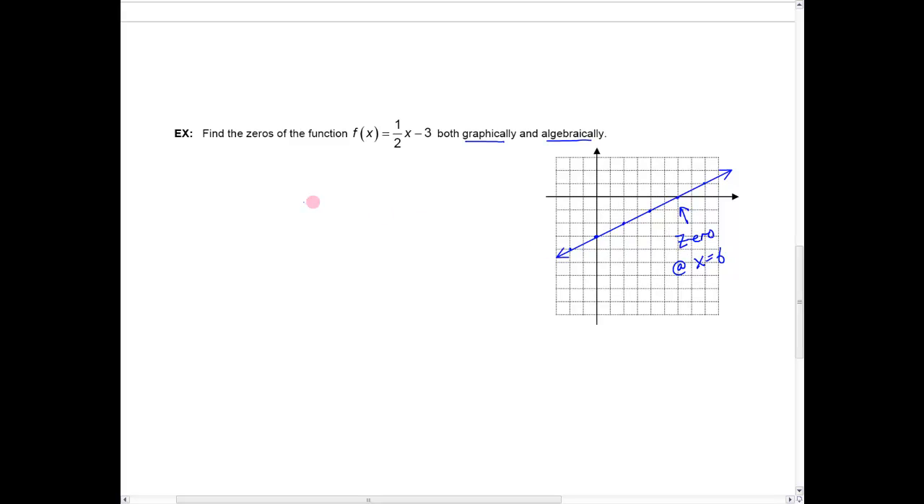Now if I want to do it algebraically, the zeros are where the y value is 0. So I want to set that y value, the function value, equal to 0, and then just find the corresponding x value. So I just solve that equation. I'd bring the 3 over on this side, and then multiply both sides of that equation by 2. And I get on this side x, and on this side I get 6. Same thing as we did there. Okay?